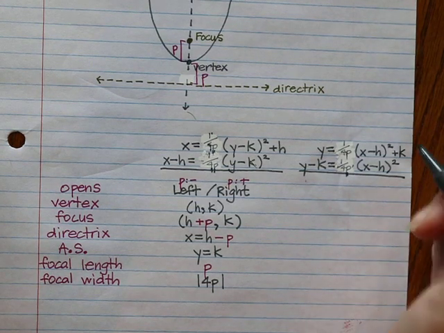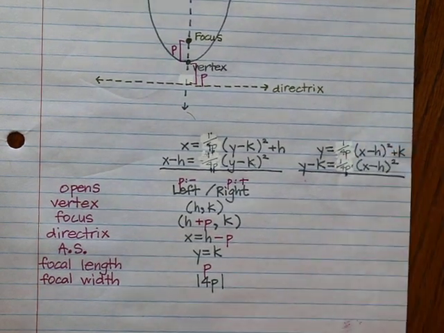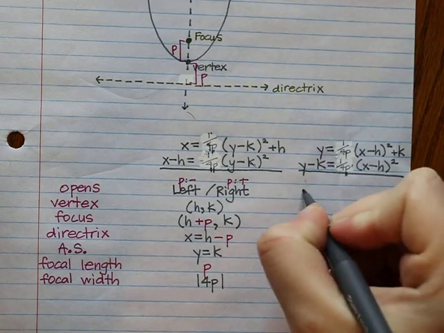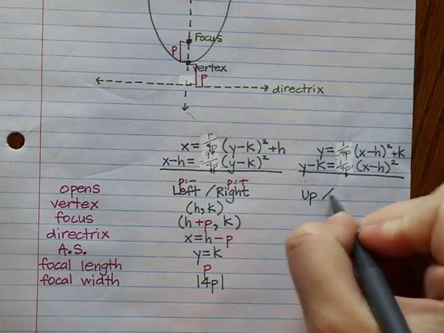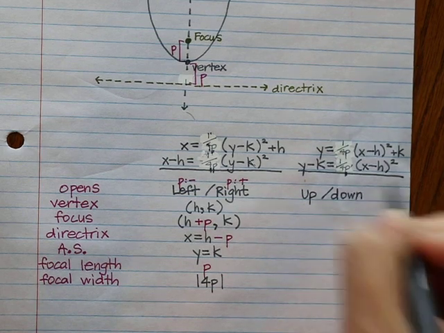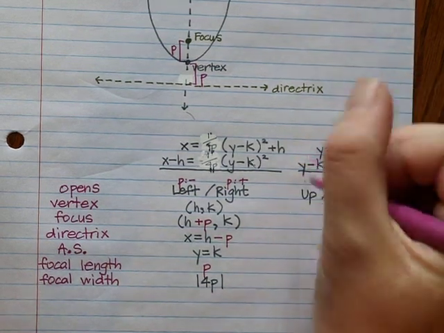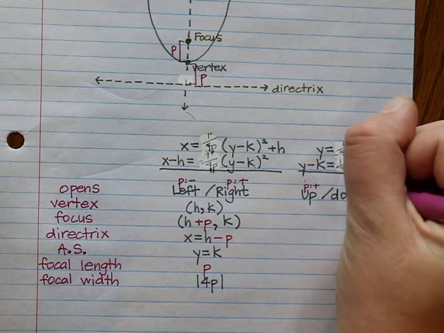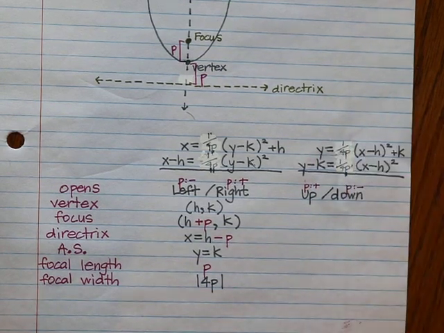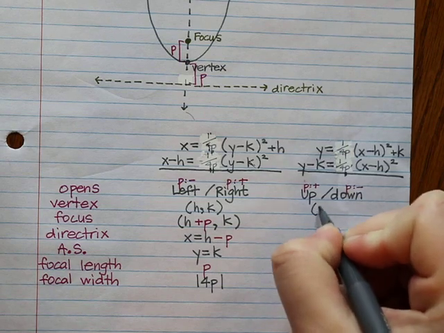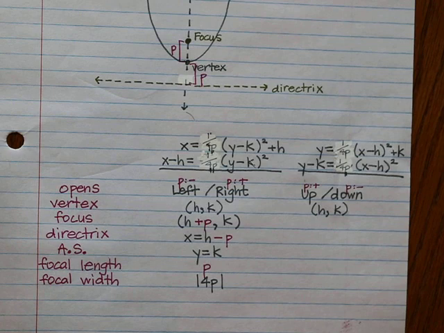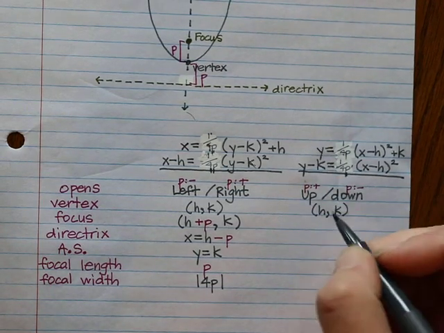As far as the other way, which is the y equals and x is being squared, these are the parabolas that we are used to. These are the parabolas that open up or down. Up, of course, means p is positive. Down means p is negative. The vertex is still at (h, k). Notice h always travels with x, k always travels with y.